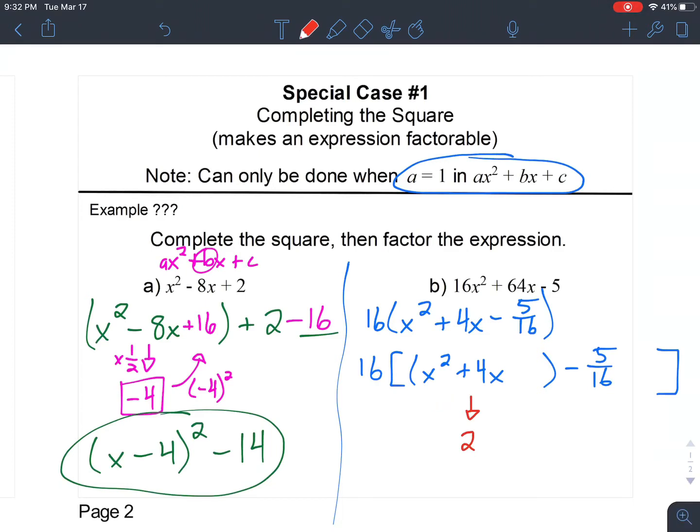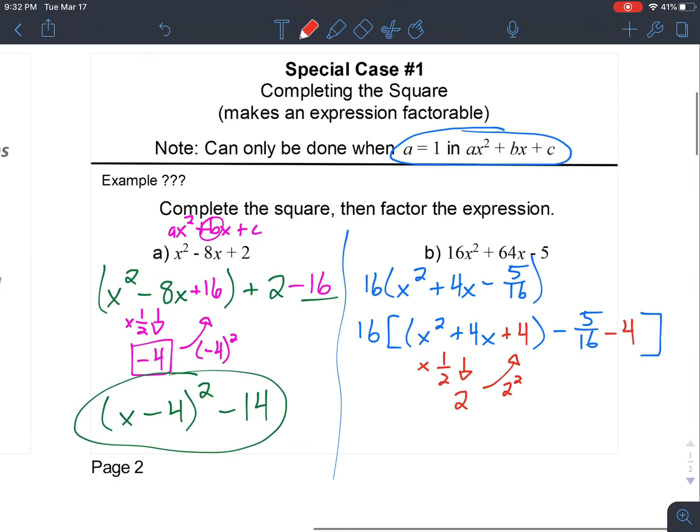That should be times 1/2. We're going to take half of 4 and get 2. We're going to square 2 to get plus 4. And because we added 4, we need to also subtract 4. Now this part that we have in the parentheses is now going to be factorable.